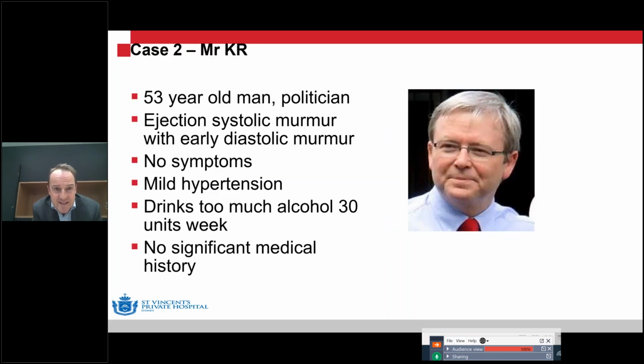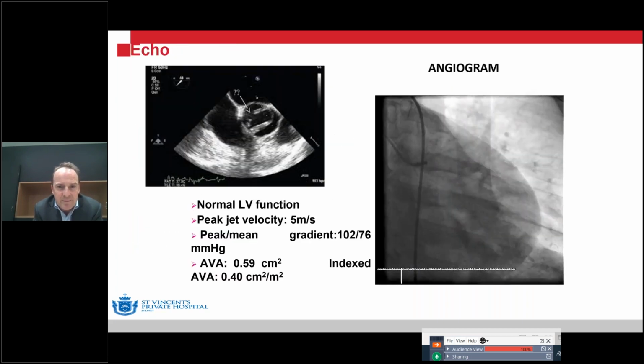So I'm going to give you another case example. Again, this one is a real case example. Mr. KR, with permission, he's a 53-year-old politician. He has an ejection systolic murmur with an early diastolic murmur. No symptoms. He has mild hypertension, drinks too much alcohol, 30 units a week, and no significant background medical history.